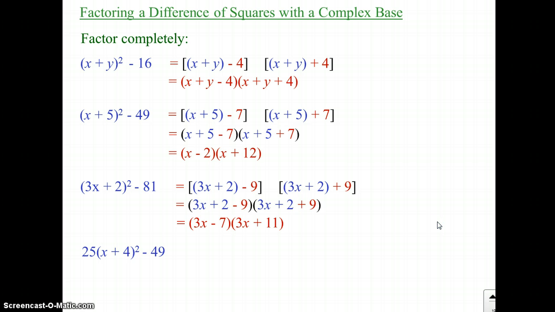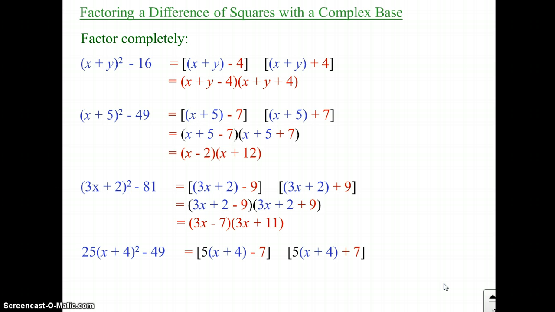One more. 25 times x plus 4 all squared, subtract 49. All right, the square root of this first term is 5 times x plus 4. The square root of 49 is 7. So 5 times x plus 4 goes in the front of each bracket, 7 goes in the back. Make them conjugates, one negative, one positive.